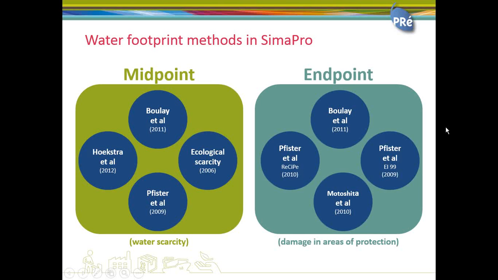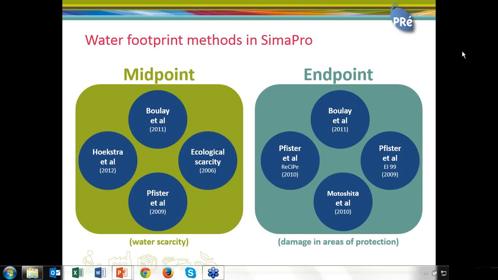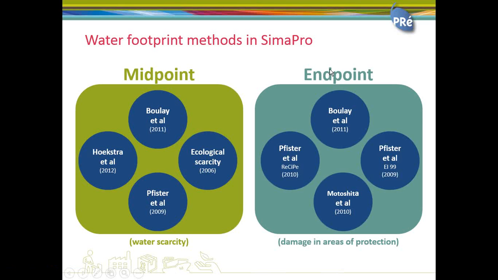Perfect. Okay, so the methods, we have 4 midpoint methods and 4 endpoint methods. What is the difference essentially between a midpoint and endpoint? A midpoint method measures an effect. In this case, what is the impact of water use on water scarcity? Whereas an endpoint indicator measures damage in an area of protection. For instance, what are my water use impacts on human health?